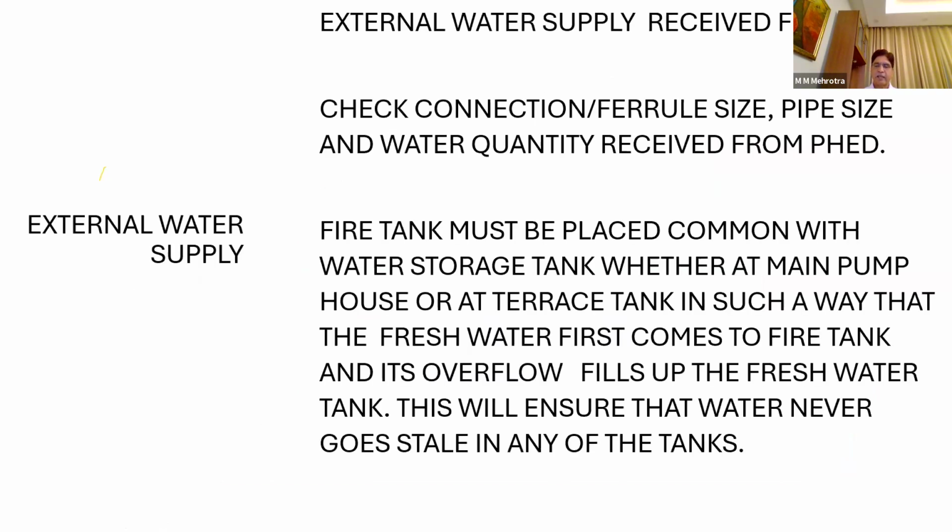Now, external water supply. Water supply is coming from the Public Health Engineering Department. What is important for the MEP engineer is that the supply is coming from outside. It will go into a tank. The water tank has two parts. One is the fire tank part, the other is water storage for drinking purposes and use purposes in the building. First the water will flow into the fire tank, and overflow will go into the water storage tank, which is in turn connected to different pumps or different things.